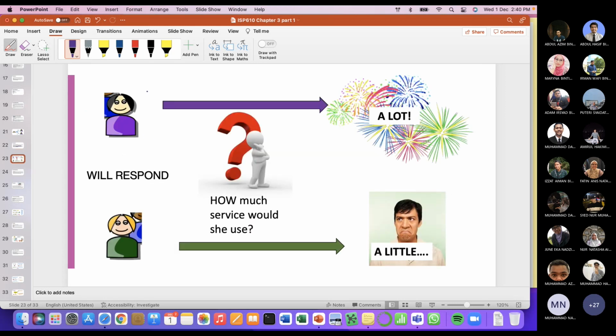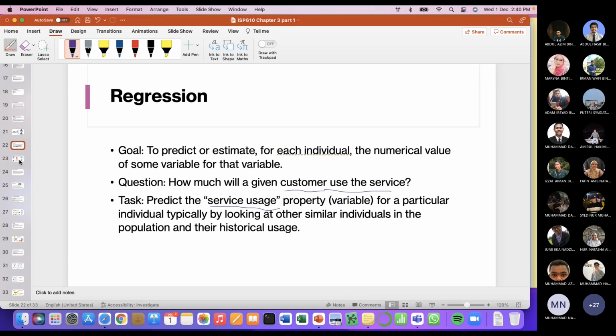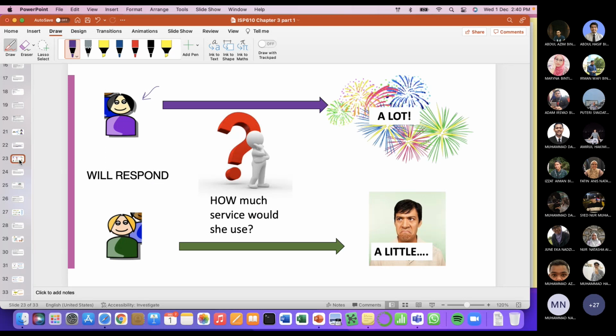Okay, dia macam ni. So based on this one, kita try buat regression and then we will see, okay, oh, this customer will use a lot of the, apa nama service tadi? Service usage. Okay, dia akan guna banyak. And then this customer, oh mungkin tak dipakai, only a little usage for that particular service. Okay, that one is kalau you pakai regression.